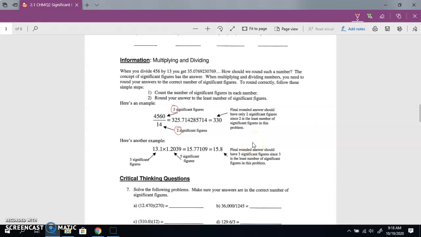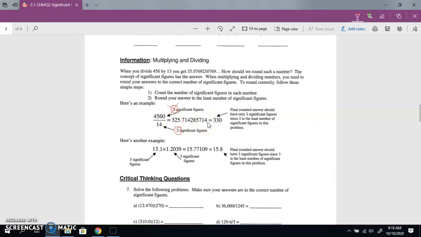What I like to do is cross out the bigger number just as a visual reminder that we're going to round this to 2 significant figures. Now, important step: when you type this into your calculator, I suggest that you write down the calculator answer. That's the phrase that I always use. Write down the calculator answer.